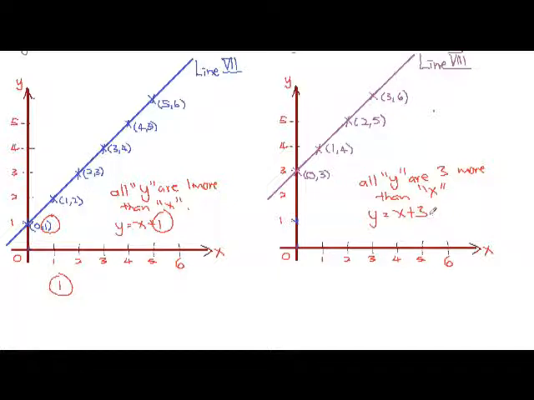Let's look at line 8. The value of the number term is 3, and the y-intercept of line 8 is also equal to 3. So we can conclude that the number term of the straight line equation is equal to the y-intercept.